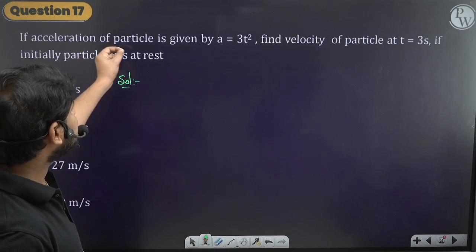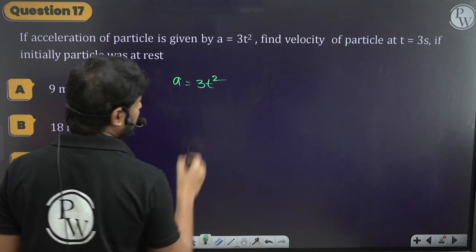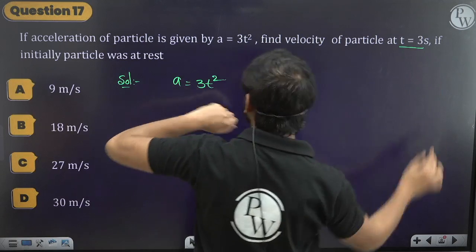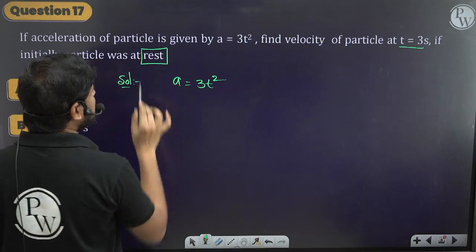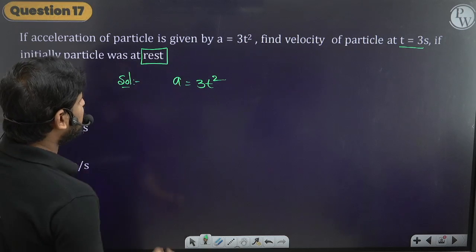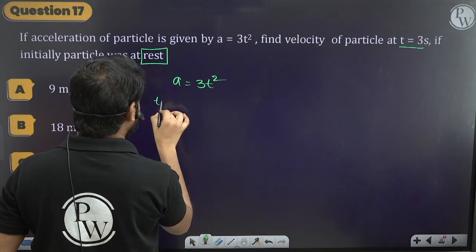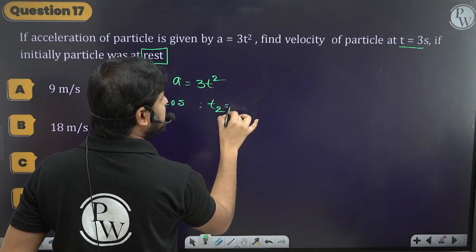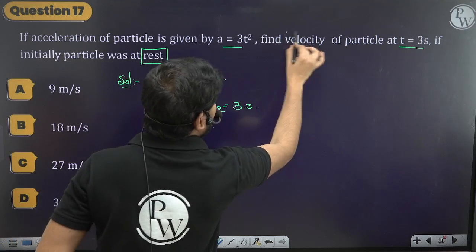If the acceleration of the particle is given, acceleration a is equal to 3t squared, find the velocity of the particle at t equal to 3 seconds if the particle was initially at rest. So at time t equal to 0, the body's displacement is 0. Initially the particle is at rest, right? So what are the limits? t equal to 0 to t equal to 3. If you want you can write t1 equal to 0 seconds to t2 equal to 3 seconds, right? So now, the acceleration function is given, find velocity.